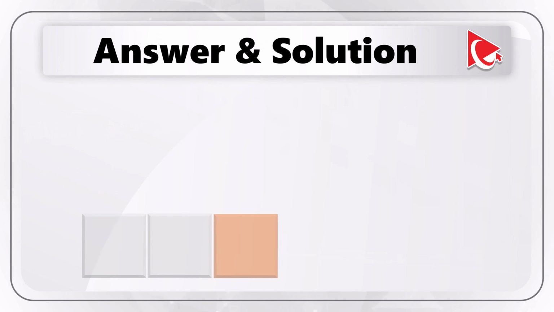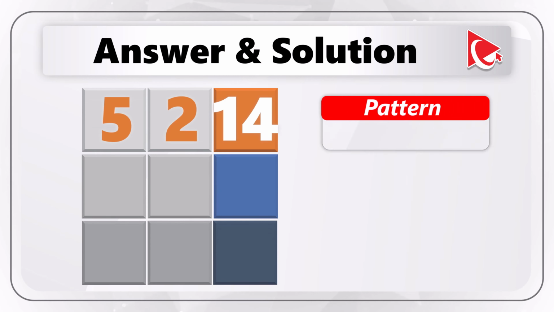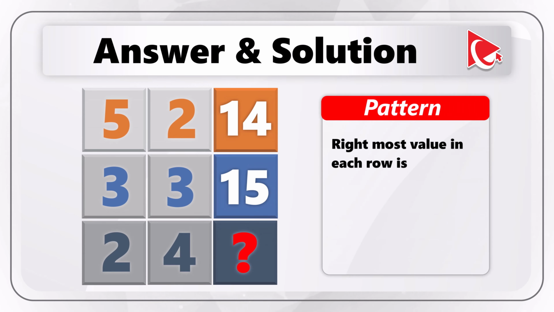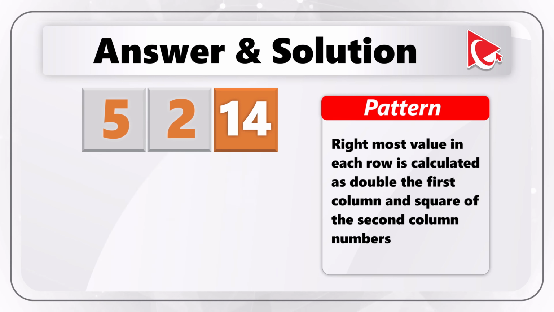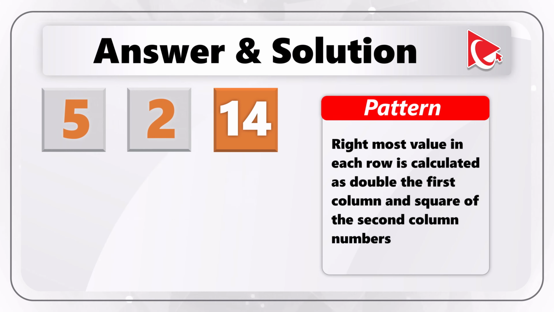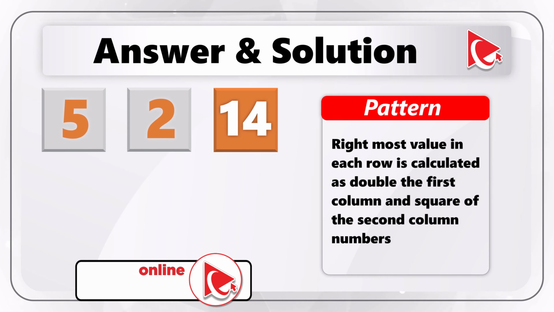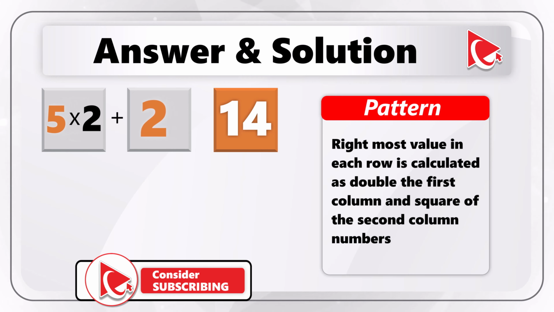I think the pattern here is that the rightmost value in each row is calculated as double of the first column's value and square of the second column numbers. Let's look at the example. For example, for the first row, the calculations might be 5 multiplied by 2 plus 2 squared.